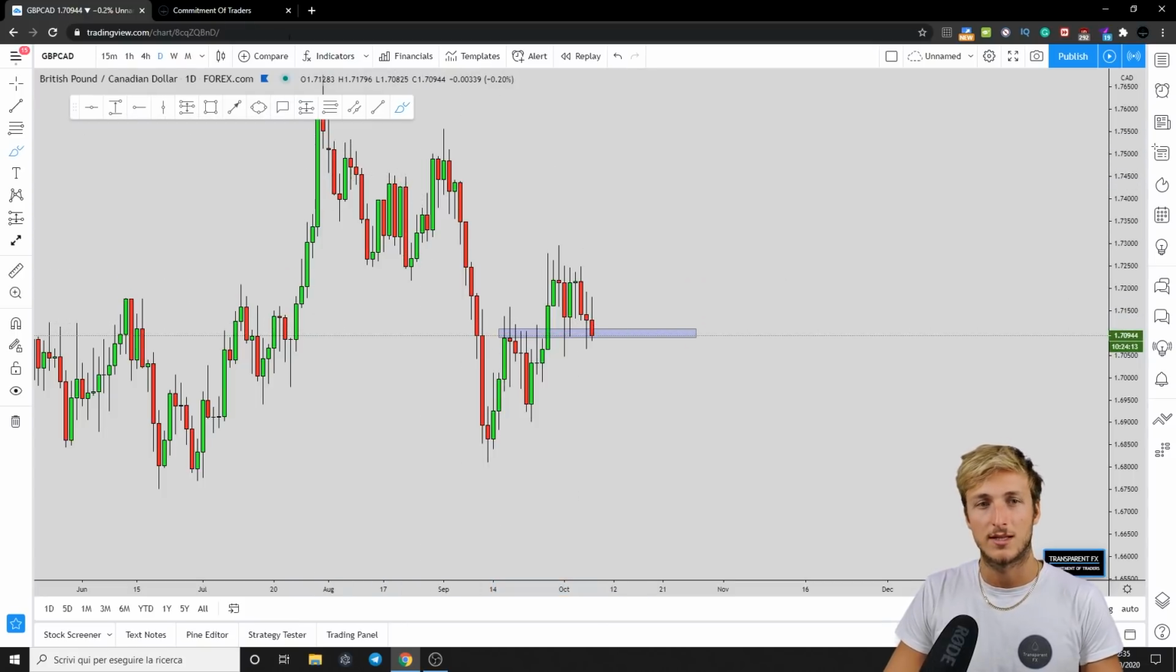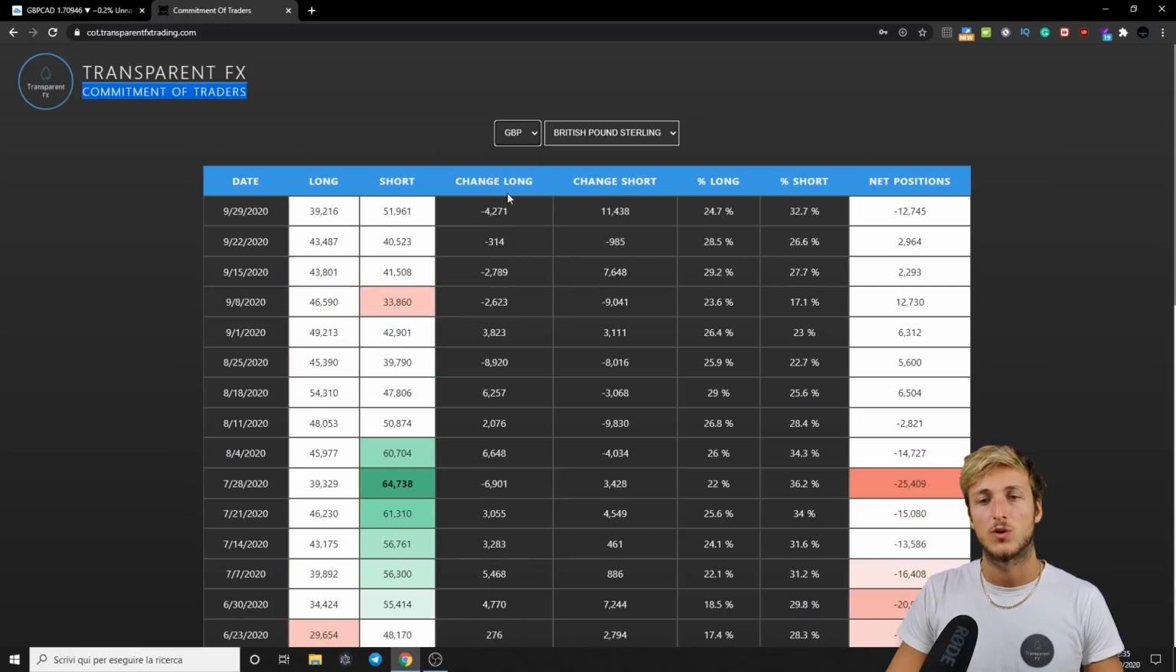Now, before I show you that, let's first go and give a quick check at what we have from a COT perspective. So commitment of traders, which is what hedge funds are currently doing in the market. Now, what we can see on the pound is that with the last report, hedge funds have opened 11.4K short positions. So a massive amount of shorts getting added on the pound from an institutional perspective, with 4.2K longs getting closed, bringing the net positions at minus 12K.